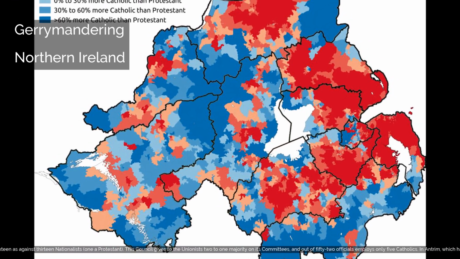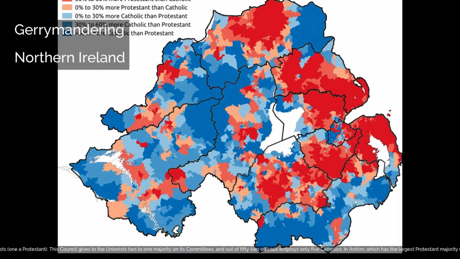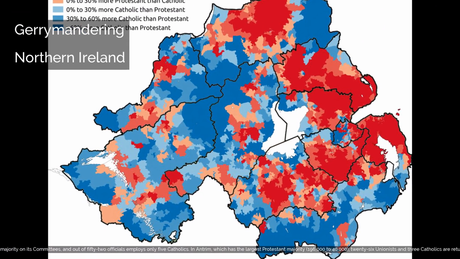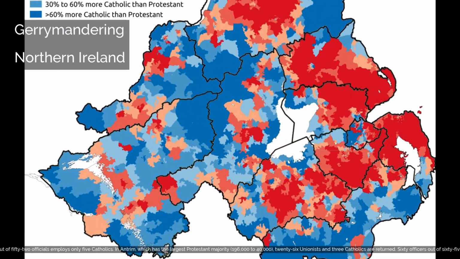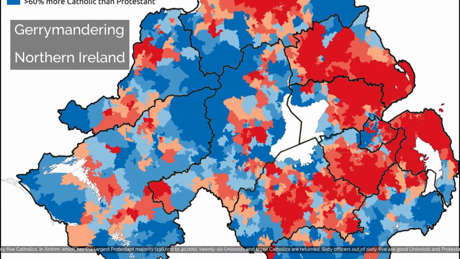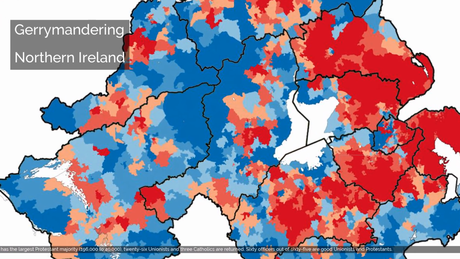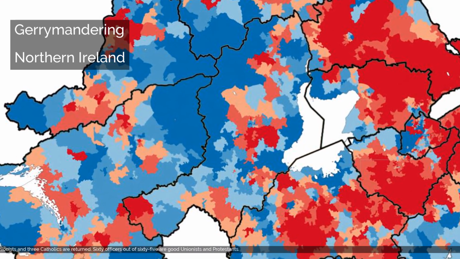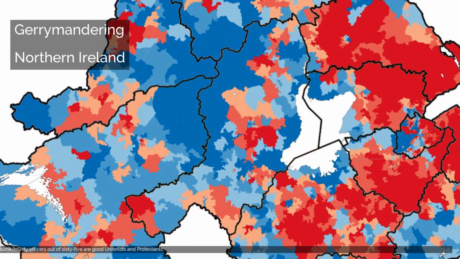This council gives to the Unionists a 2-1 majority on its committees, and out of 52 officials employs only 5 Catholics. In Antrim, which has the largest Protestant majority, 196,000 to 40,000, 26 Unionists and 3 Catholics are returned. 60 officers out of 65 are good Unionists and Protestants.